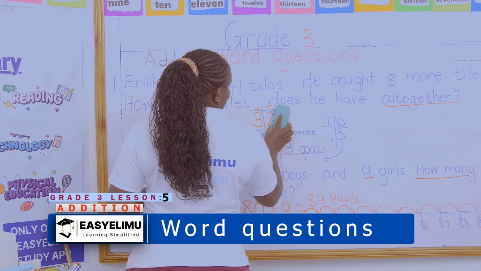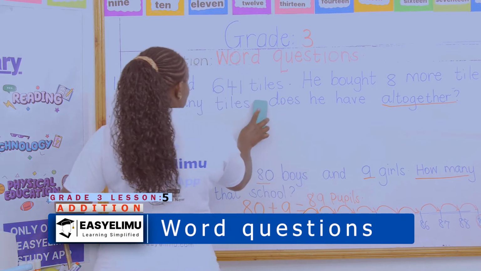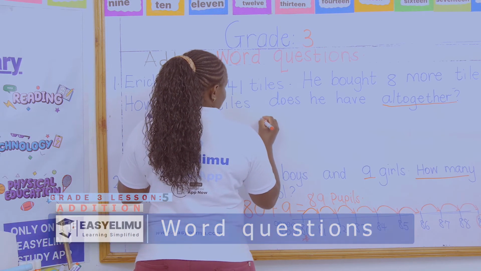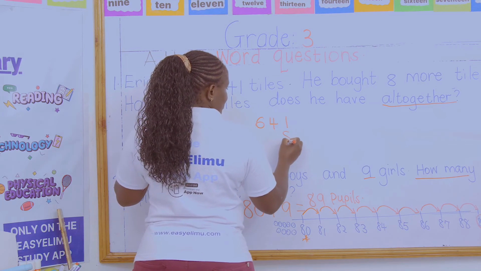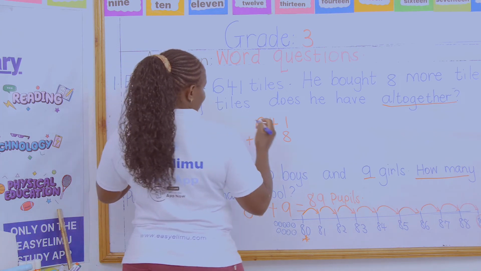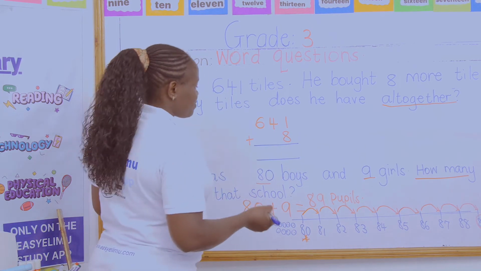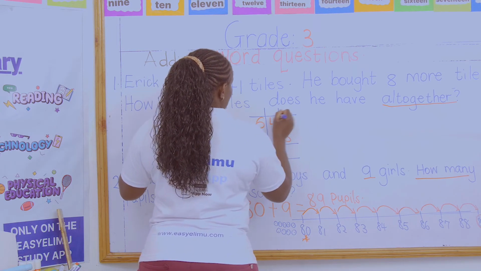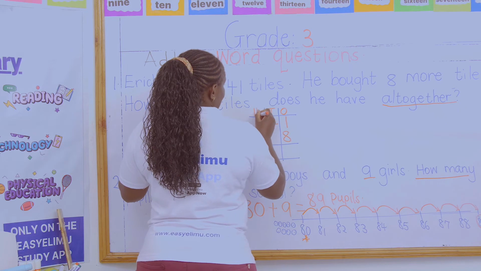Who can do this for us, using the same examples we have done? Yes, Johnny, come. Now, Johnny, we are talking about Eric having 641 tiles. Then he realized that the kitchen will not be complete because he needed to add 8 tiles. So how many tiles does Eric have altogether? What is the first thing? First thing, can you tell us the position of each number? Let us understand where does each number belong? So we have the ones, the tens, and the hundreds.